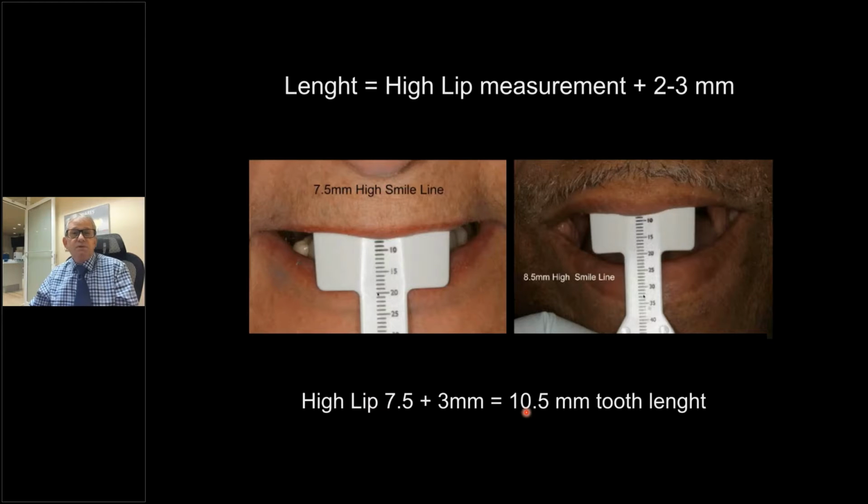I mean, isn't that simple? Just by going with high lip line. If I was going to do this patient, 8.5, add 3, I'd want 11.5. So really quite simple to figure out the length of the teeth.